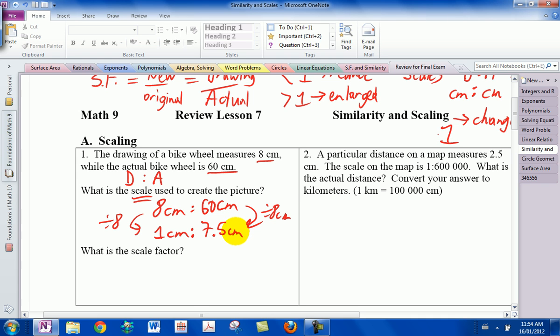Now we don't want that decimal, so what we could do is times it by 2, and we get 14 centimeters, and this would be 2 centimeters. Now we wouldn't have both answers.